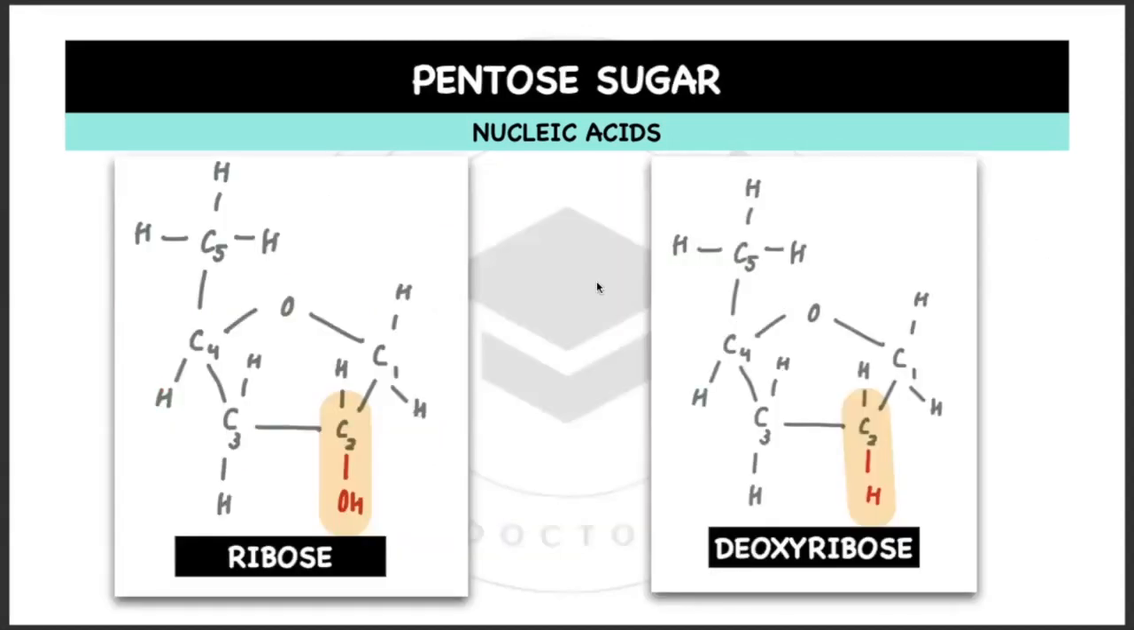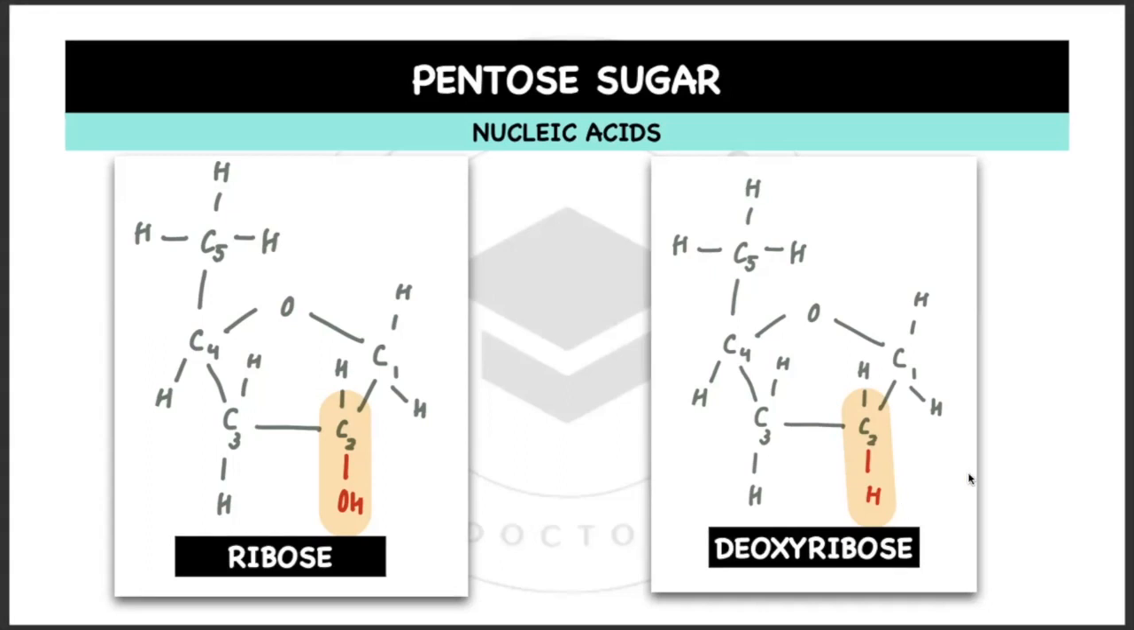Pentose sugar, the next one. So take note of the two different types of pentose sugar over here. You have the ribose and you have the deoxyribose. And pay particular attention to carbon 2 here, okay? There is hydroxide attachment in carbon 2 of ribose. See this, OH? Whereas in deoxyribose, there is only hydrogen attached to carbon 2.